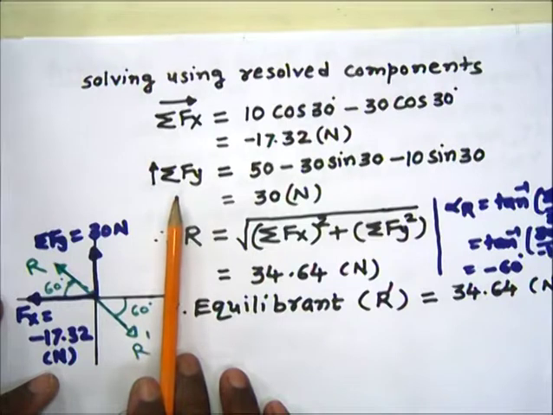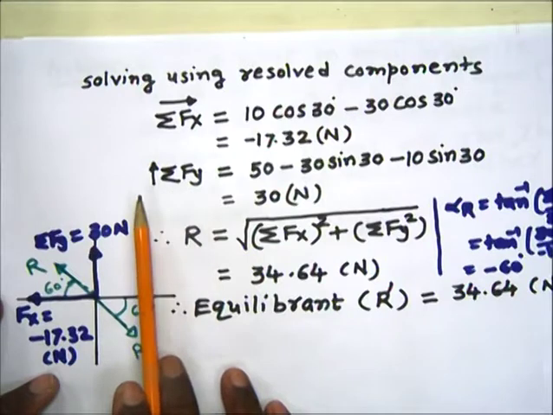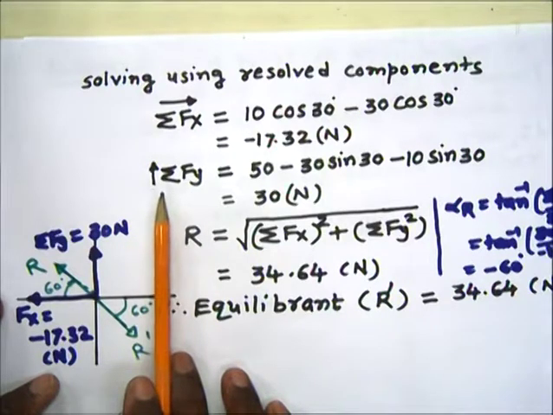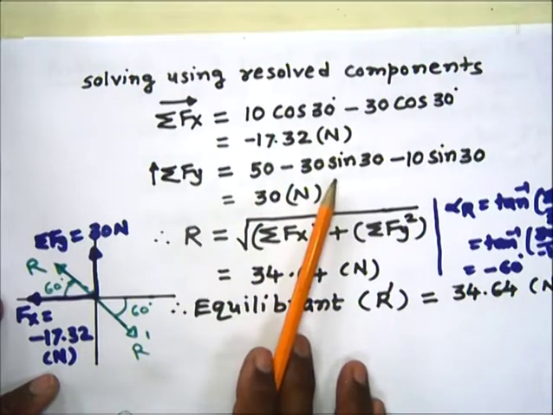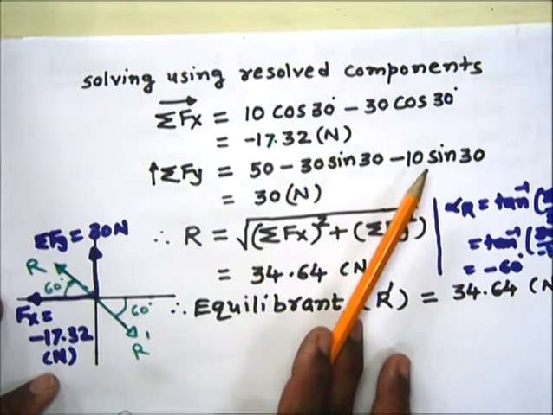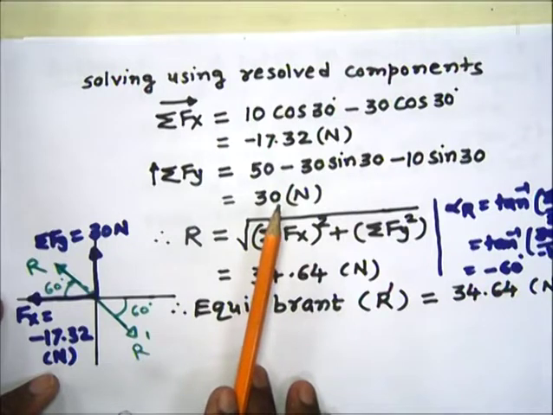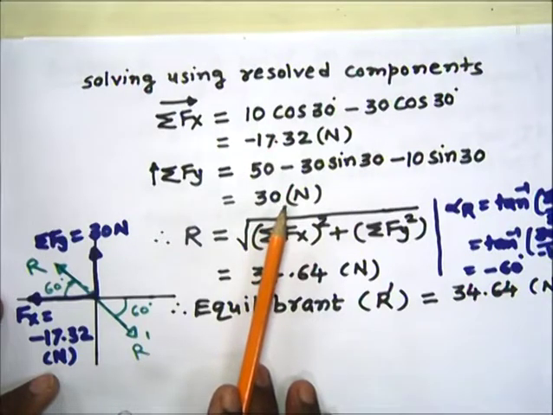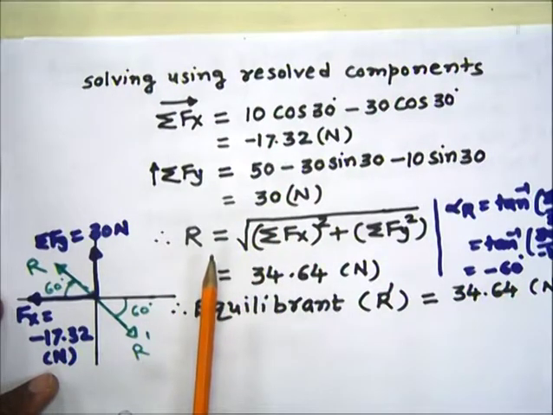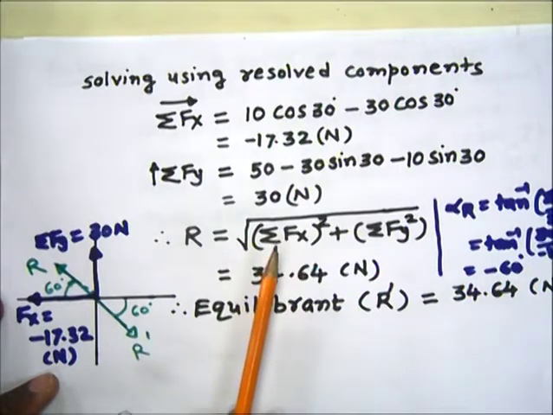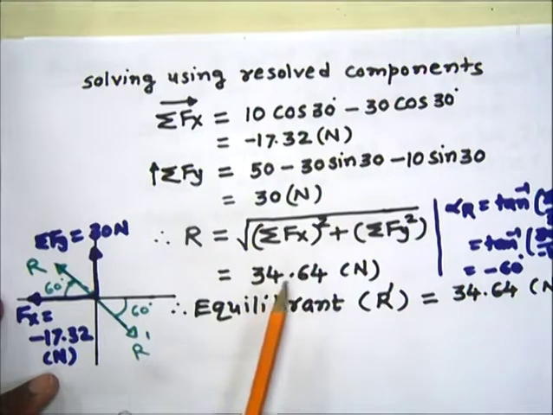Sigma fy is the algebraic sum of all forces acting in the vertical direction, and considering vertical up as positive, we can write it as 50 minus 30 sin 30 minus 10 sin 30. By calculating with a calculator, it gives 30 Newton. Then if you find the resultant, R is equal to the square root of sigma fx squared plus sigma fy squared, so it will give 34.64 Newton.